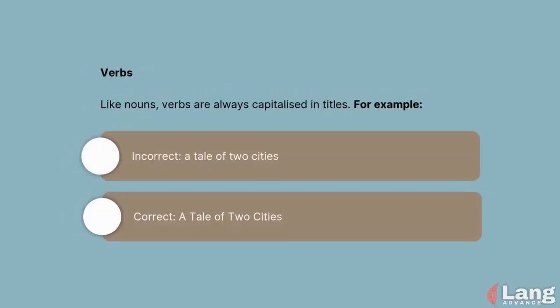Verbs. Like nouns, verbs are always capitalized in titles. For example, the incorrect one is A Tale of two cities. The correct one is A Tale of Two Cities.